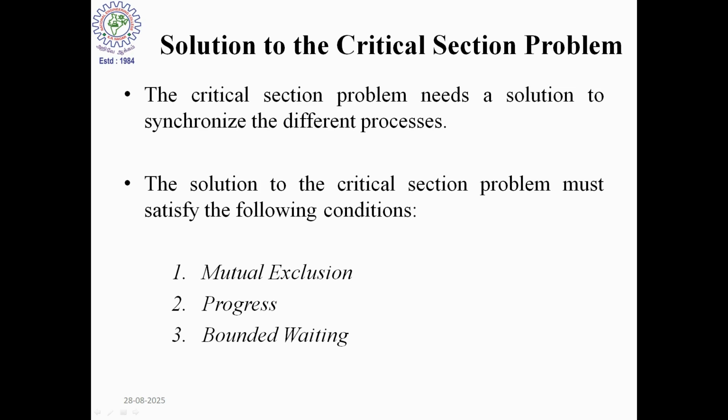And bounded waiting: suppose process P1 is holding a resource needed by process P2, and P2 in turn is waiting for a resource needed by process P1. Both processes are dependent on each other and have to wait for a long period of time. Such a case should not happen in any system. Only if a solution satisfies all three conditions can we be sure that the critical section problem will not occur. This is known as the solution to the critical section problem.